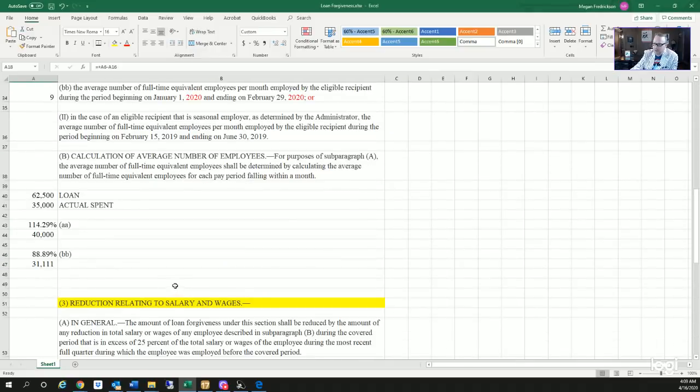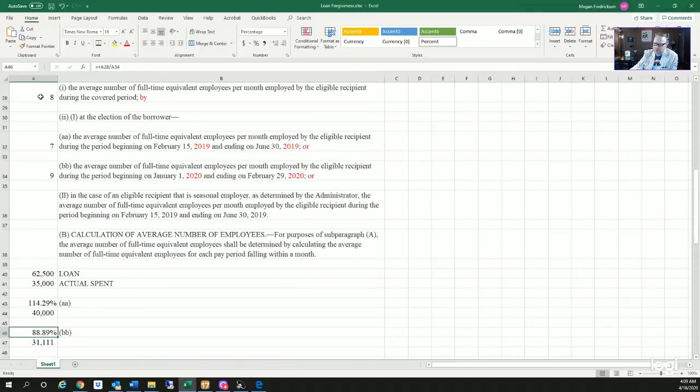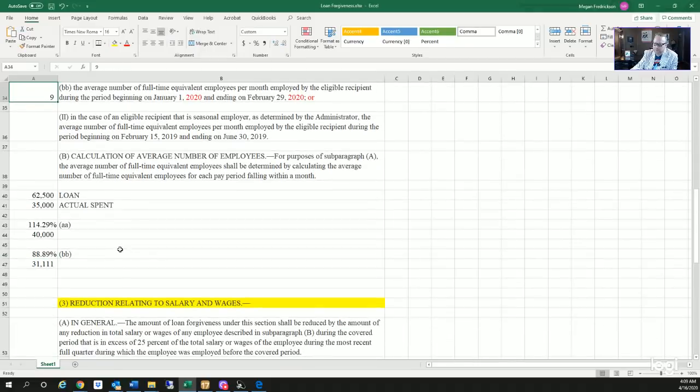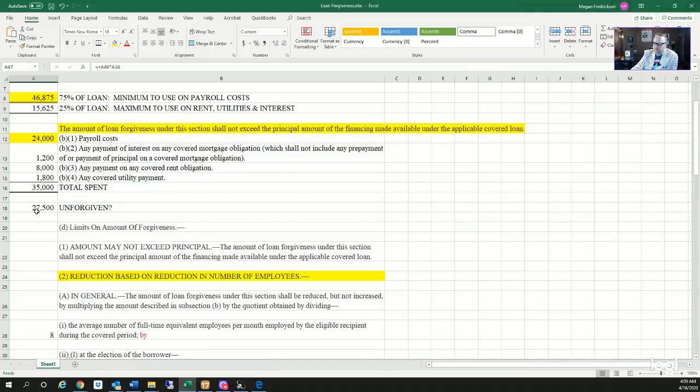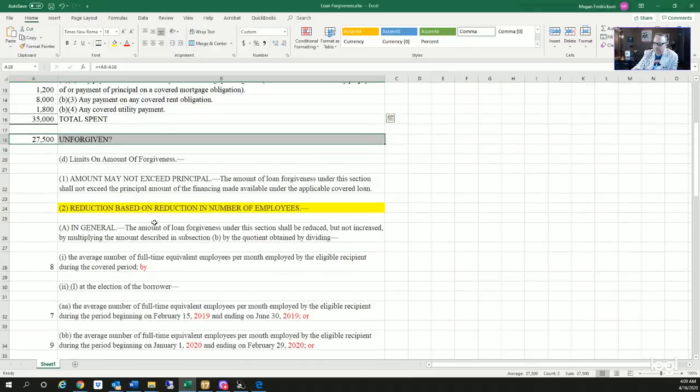Now let's go back down to here. Okay, loan was this, actually spent 35. Okay, these percentages didn't change, right? Still 8, 7, and 9 employees. But we're going to take the actual spent times 114%, and then actual spent times 88, and we have the 31. Okay, so what does this mean? Well, I spent this amount. I'm unforgiven this amount. Okay.